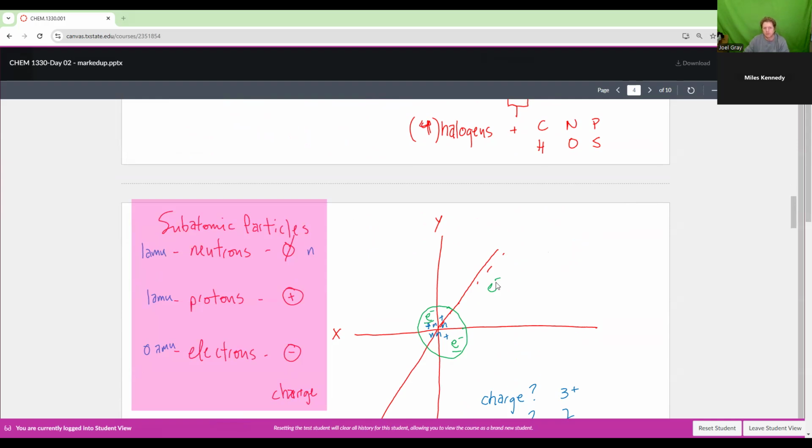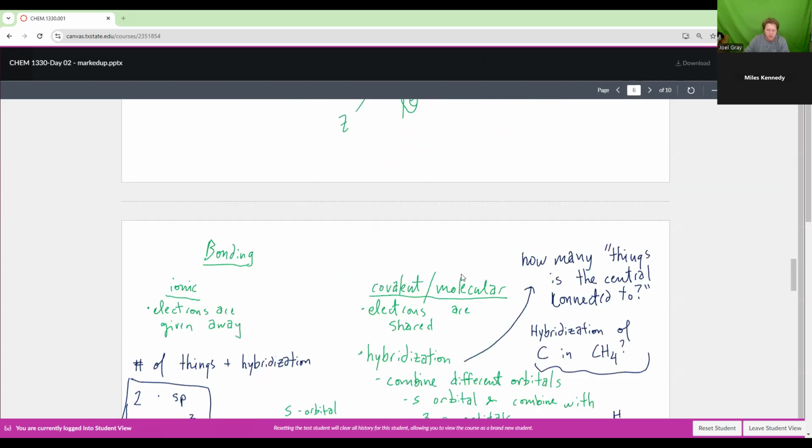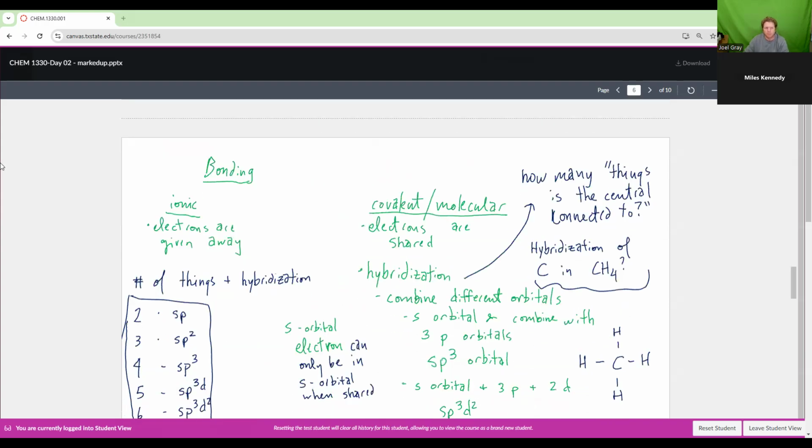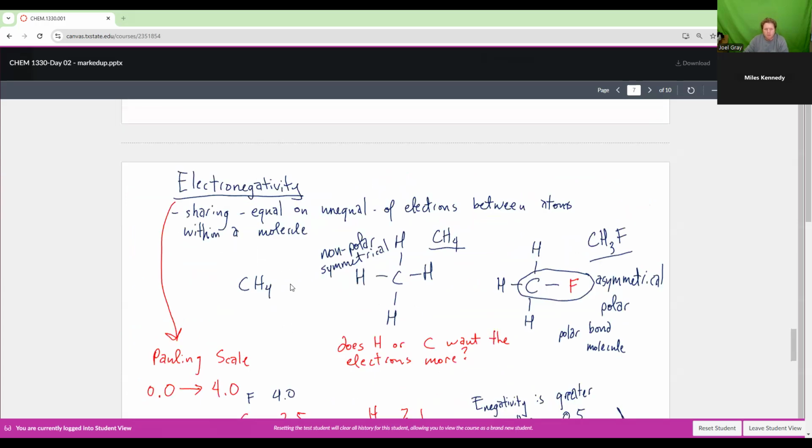Then I would go through and think about, okay, what are my major types of bonding? My major types of bonding are ionic bonding and covalent or molecular bonding. What are the differences and what are the similarities between these? Ionic bonding is where electrons are given away, whereas covalent bonding is where electrons are shared. Know those things. Okay, so that would be powerful.